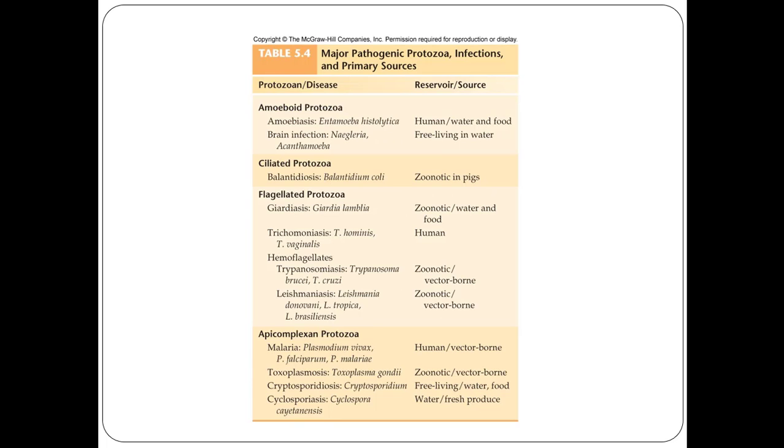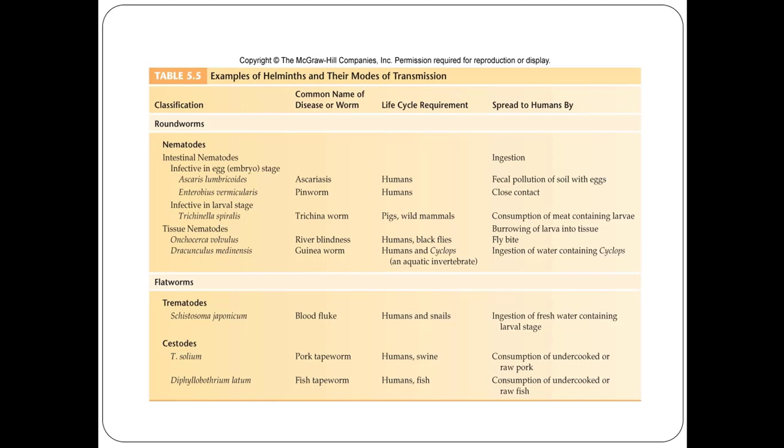Some other pathogenic eukaryotes, like amoebas, which can live in water, and then flagellated protozoa, and so forth. Some flatworms and roundworms, which are also part of those eukaryotes.